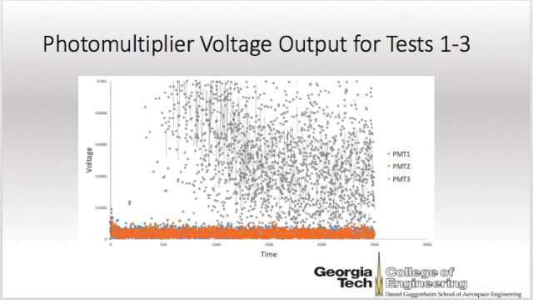So here's the photomultiplier voltage outputs for the first three experiments. What we're actually looking at here is the heat fluctuations for the three experiments. And it's quite apparent that for the first experiment, the heat was pretty chaotic, and that's apparent here.